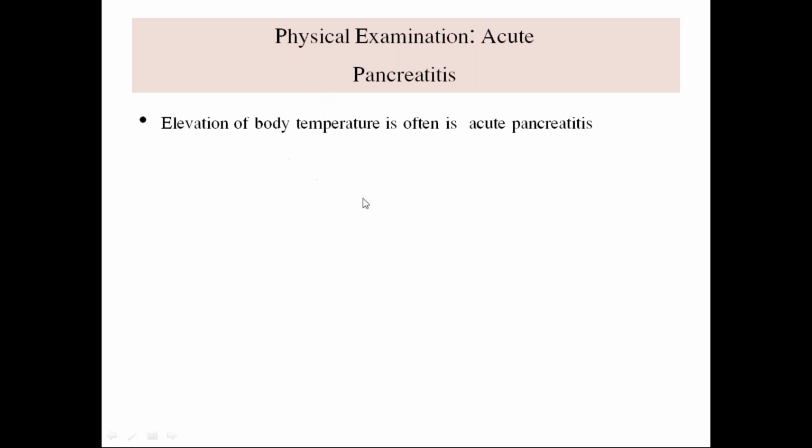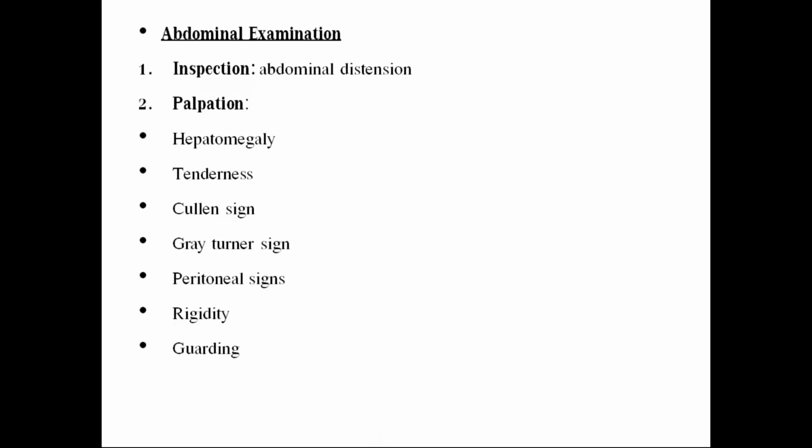Coming to the physical examination, there is elevation of body temperature because of release of inflammatory mediators into the circulation. The patient will be febrile. On abdominal examination, there will be abdominal distension and a decrease in the movement of the abdominal wall with respiration because of the underlying inflammatory processes. Coming to palpation, there would be hepatomegaly, tenderness, and diffuse tenderness in the epigastric location.